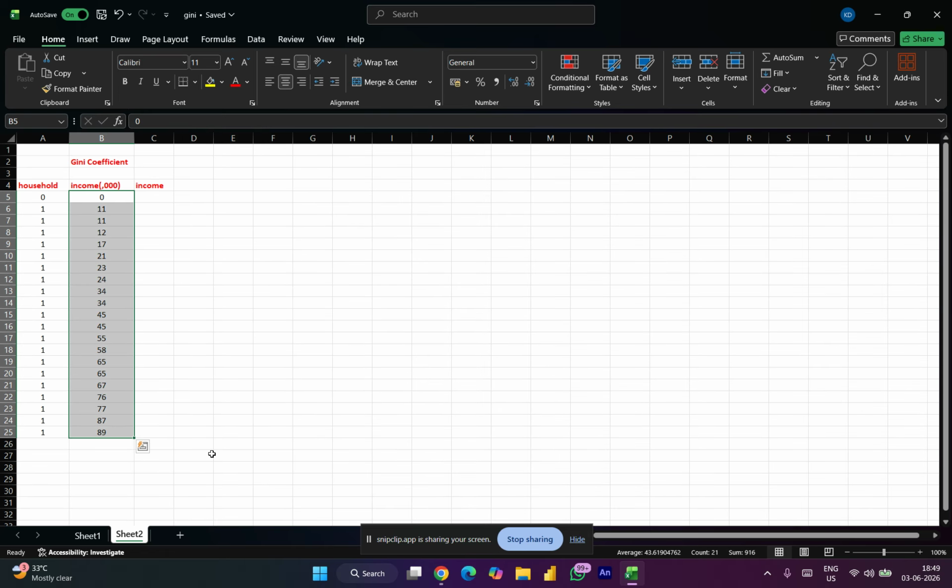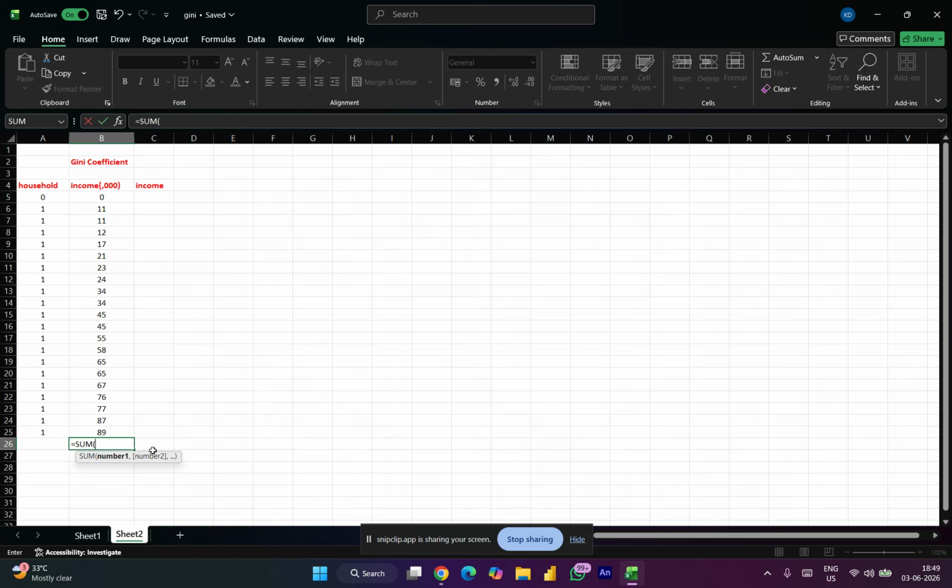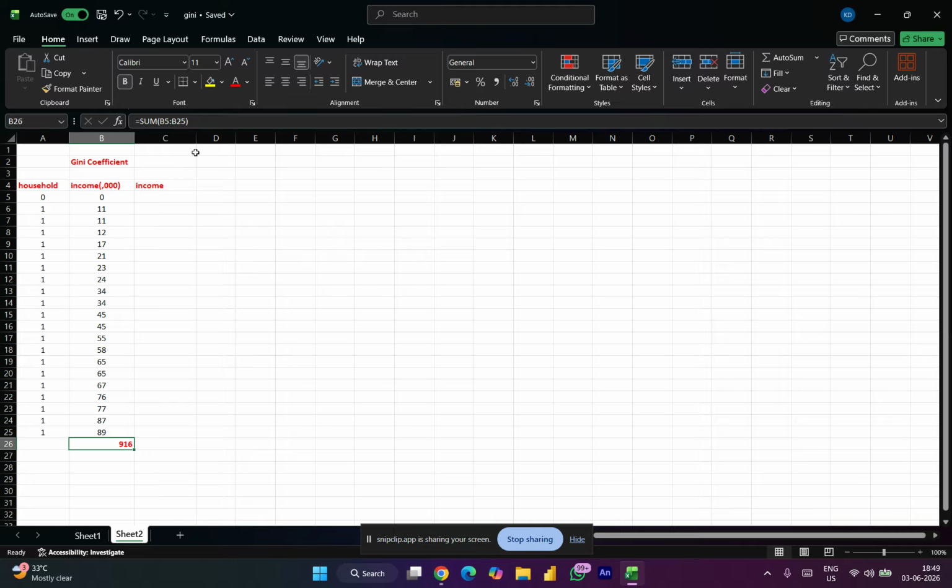After that, we need to calculate the total income. Total income can be calculated in this way: sum of this. Total income is 916,000. Okay, now we need to calculate the income share.